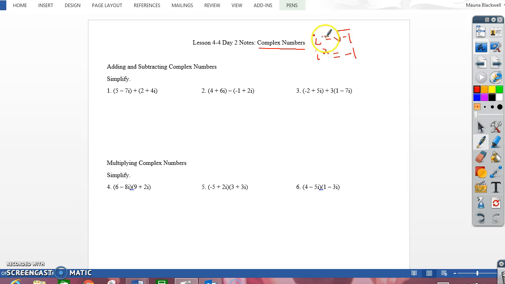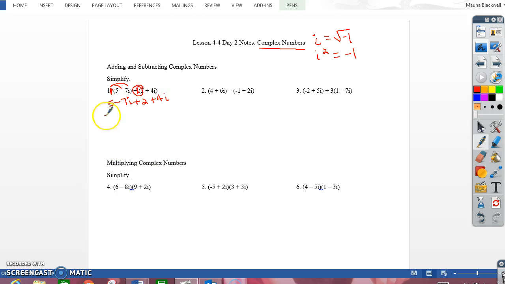square root of -1, and i squared is -1. So 5 minus 7i plus, notice these parentheses are separated by a plus, 2 plus 4i. Remember that there's an implied 1 in front that we can distribute, which changes nothing. So I've got plus 2 plus 4i.